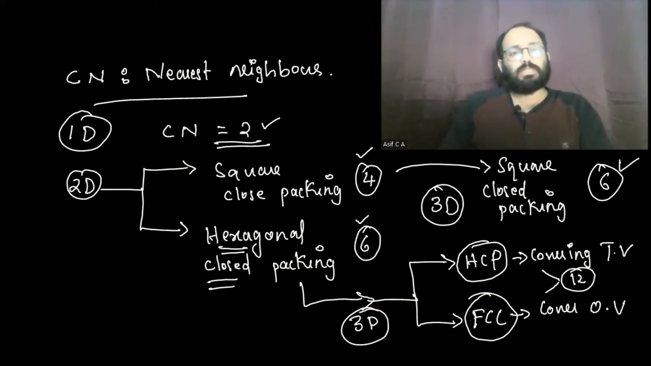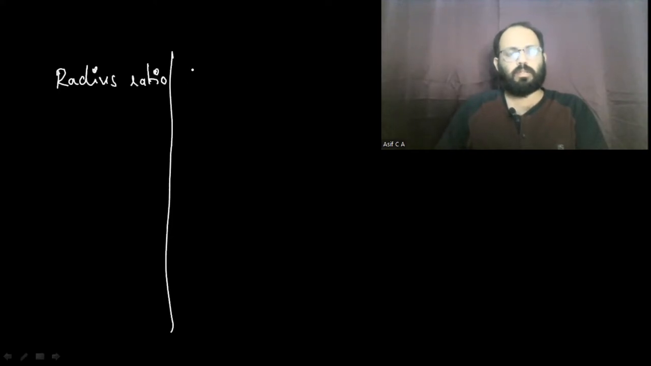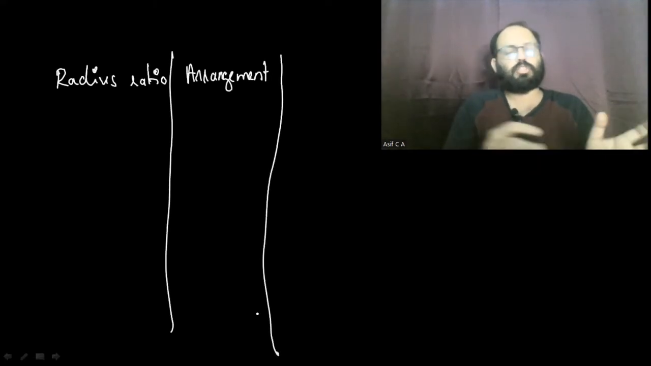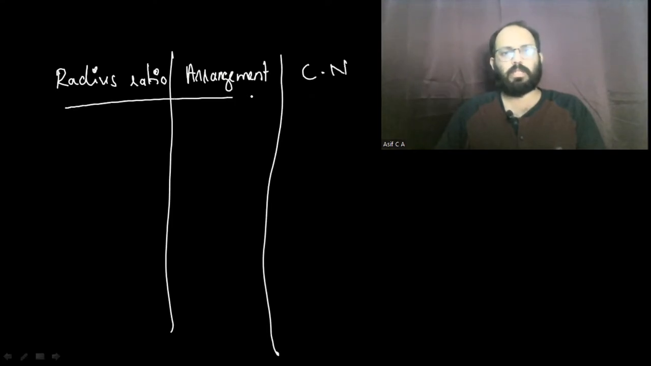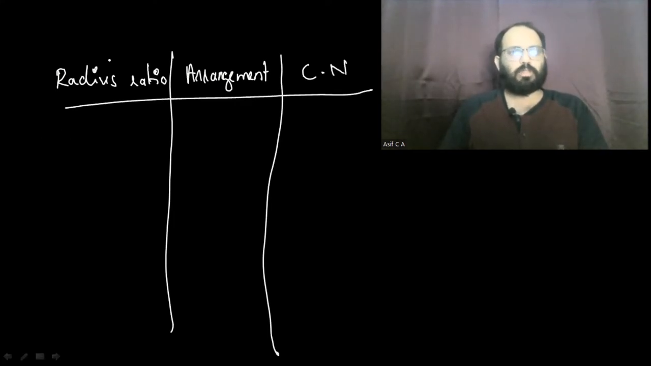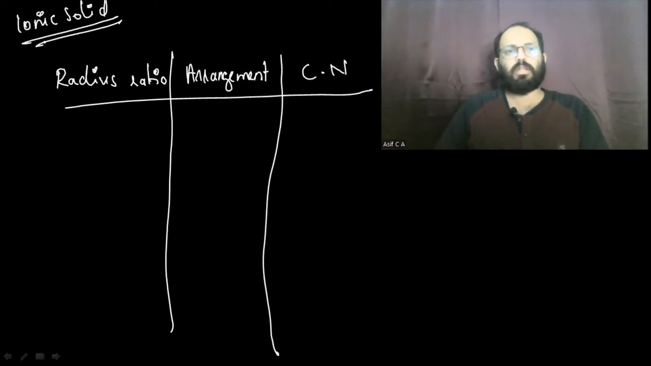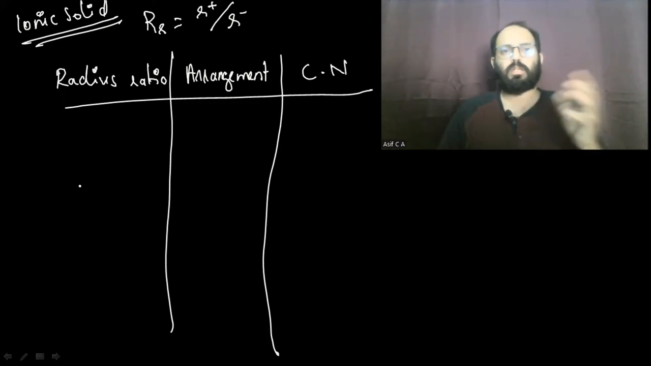Now, we have to discuss the radius ratio of the molecules. Let us say limiting radius ratio. Radius ratio will be written here, then we can have the arrangement and here the coordination number. We are just talking about ionic crystals. For an ionic solid, the radius ratio, we can write it as RR, is the radius of cation by radius of anion. This is the radius ratio.